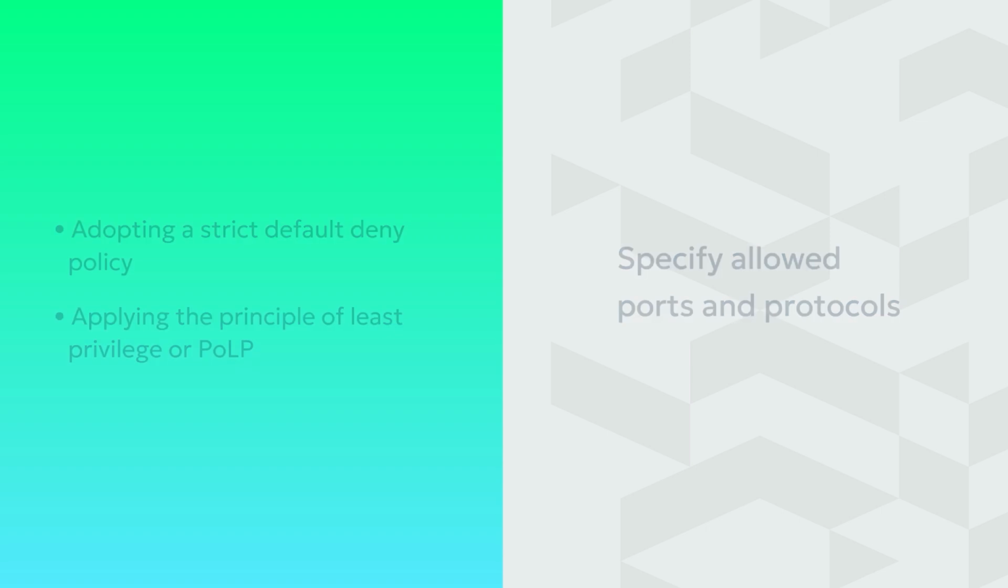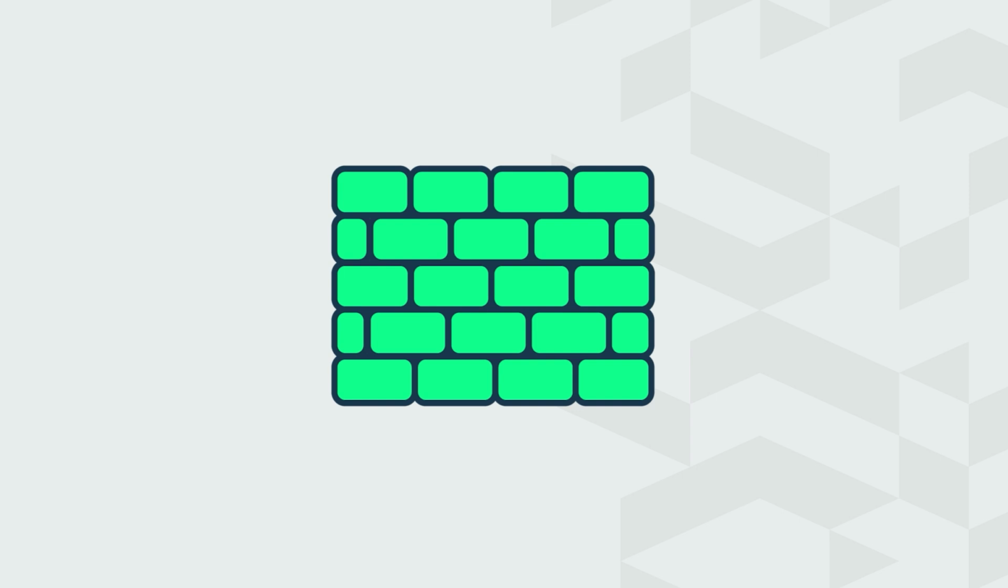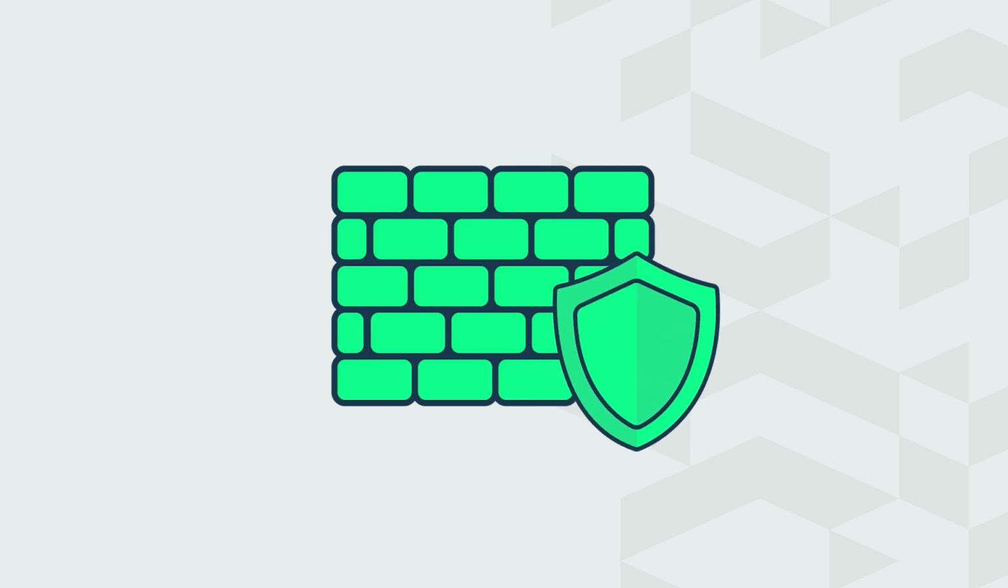POLP. Govern outgoing traffic effectively by implementing outbound application control and adopting destination IP filtering. Overall, by following these best practices on firewall configuration, you can establish an effective perimeter defense against ever-present cyber attacks.